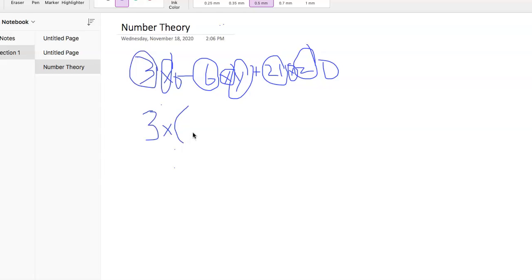So again, we started with 3x, and we don't want to multiply it by x because that would give us an x squared, right? But just 3x times 1 keeps it at 3x, so we're good there. Minus, we have 6xy. So remember that 3 times 2 is 6, so we'll put a 2 here first, and then just a y.